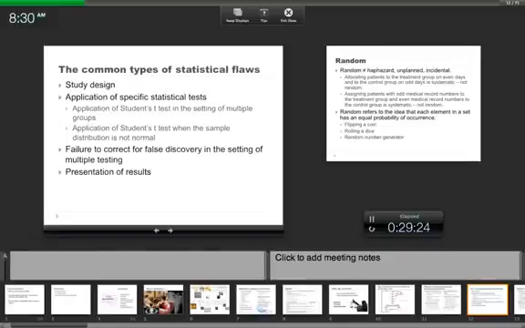So this is a list of some of the common types of statistical flaws that you can easily find in the literature. Very often there's problematic study design. There's also application of specific statistical tests that are problematic in the literature. One major thing is the application of Student's t-tests in the setting of multiple groups.